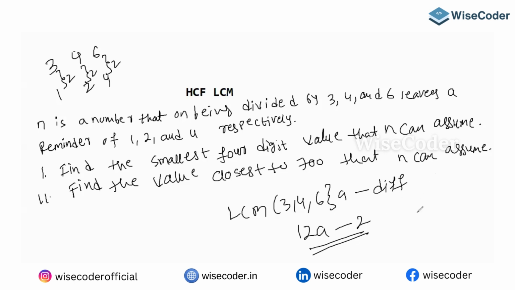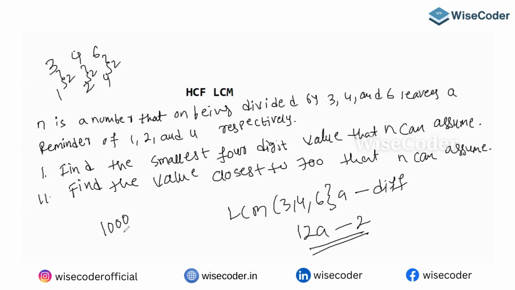If you put the whole numbers 0, 1, 2, 3, you will get the series of numbers. But the point is, what is the first question? It asks to find the smallest 4-digit number. What is the smallest 4-digit number? 1000. Yes or no?